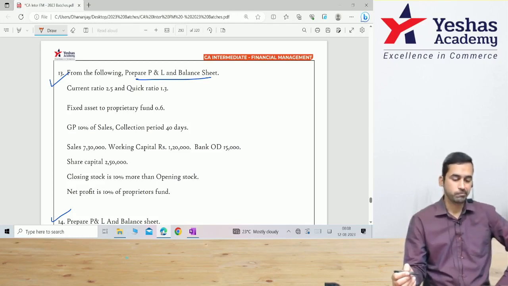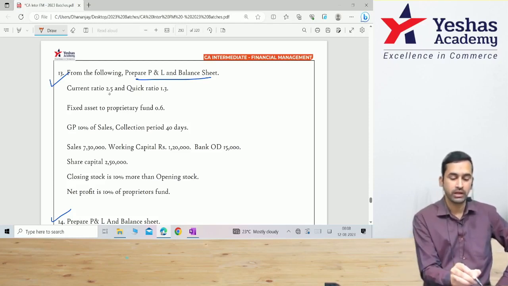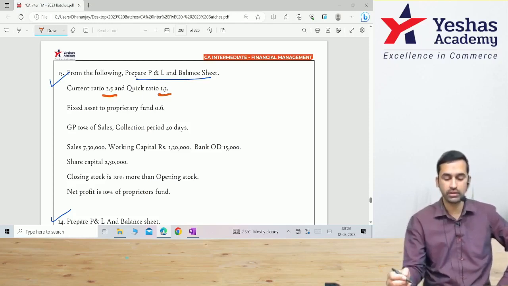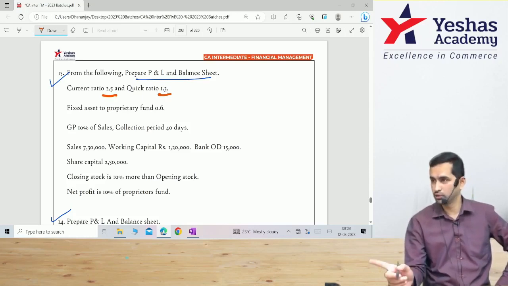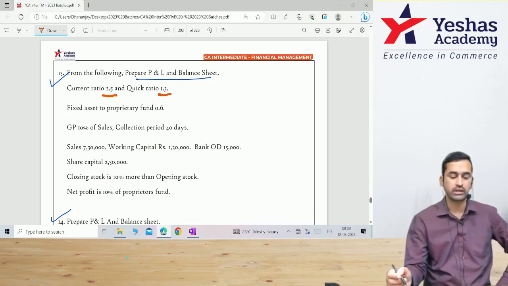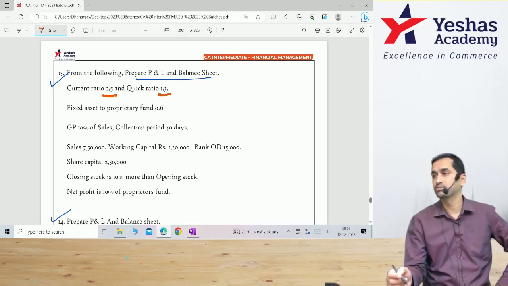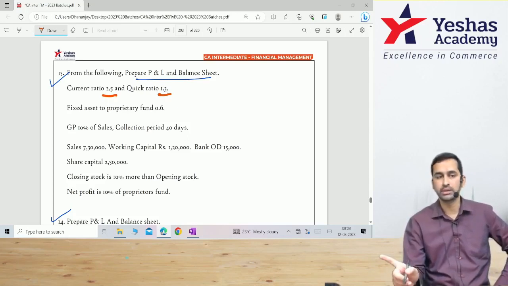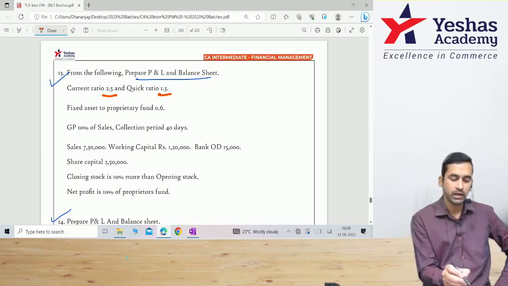Question 30. From the following data, prepare P&L and balance sheet. Current ratio given, quick ratio given, 1.3:1. That's how we should read. Fixed asset to proprietary fund is 0.6. What is proprietary fund? Share capital plus reserves and surplus, basically shareholders fund. Next, gross profit 10% on sale.